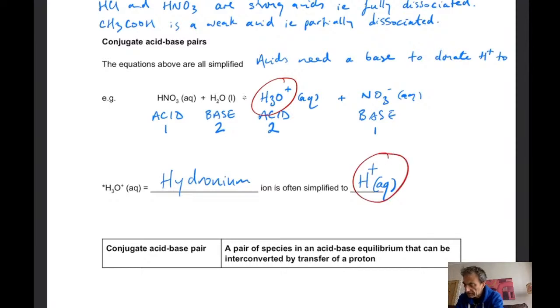So the definition for a conjugate acid-base pair is a pair of species in an acid-base equilibrium, which is what we've got, that can be interconverted, so changed from one another, by a transfer of a proton.